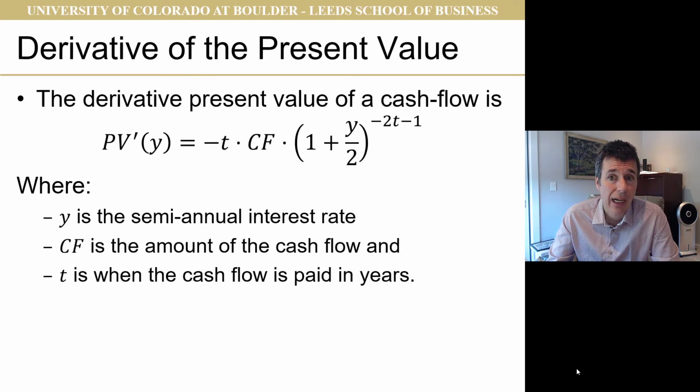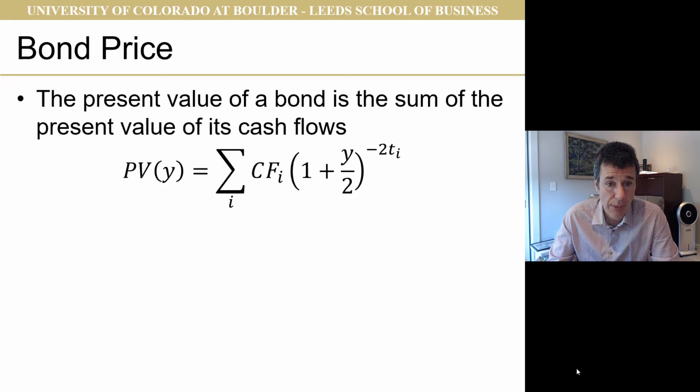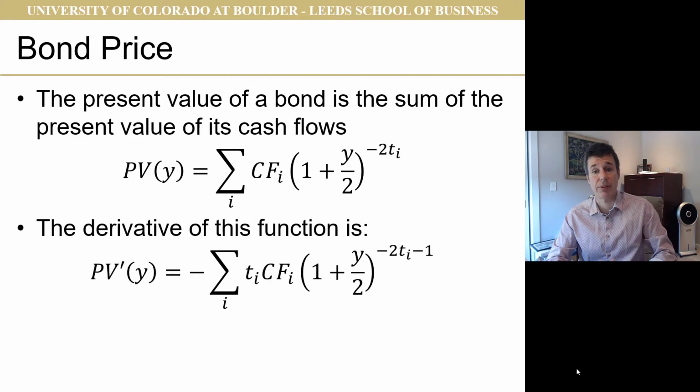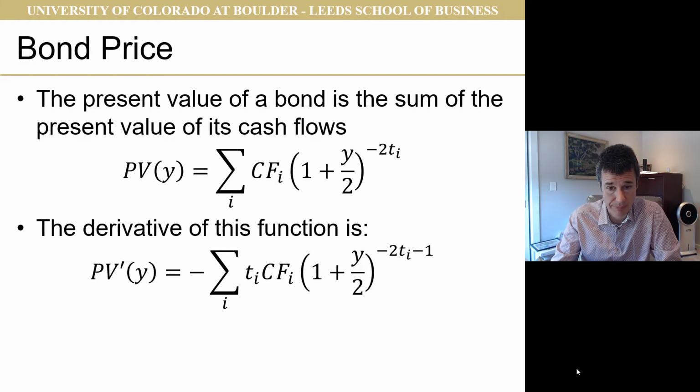And of course, a bond is made up of a bunch of cash flows, so the derivative of a bond price, or present value of a bond, is the sum of the derivatives of each cash flow. So PV of y is the sum over i, cash flow i, times (1 plus y over 2) to the negative 2 t_i. And the derivative is the derivative of this function. Same thing, we've got the minus sign out in front. Sum over i, t_i, cash flow i, times (1 plus y over 2) to the negative 2 t_i minus 1.